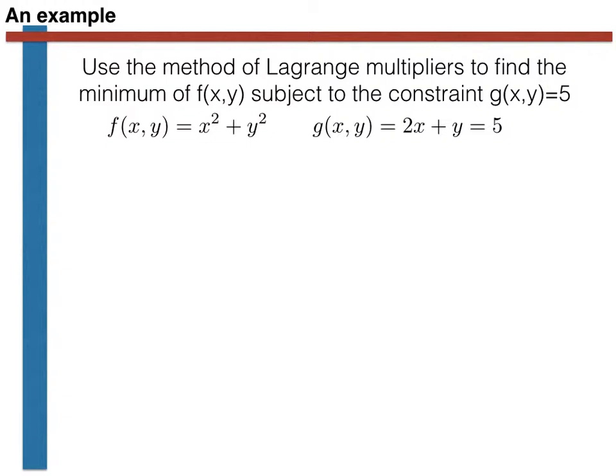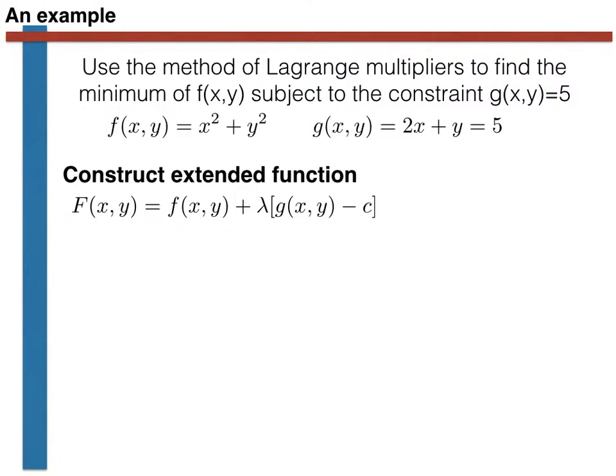Let's consider an example of how this is done in practice. The problem we are going to solve is shown here. We are going to find the optimum for the function f of x and y equals x squared plus y squared, subject to the constraint that 2x plus y is equal to 5. There are two steps in solving this problem. The first one of these is to construct the extended function F as shown here. For our example, the extended function is x squared plus y squared plus lambda multiplied by 2x plus y minus 5.